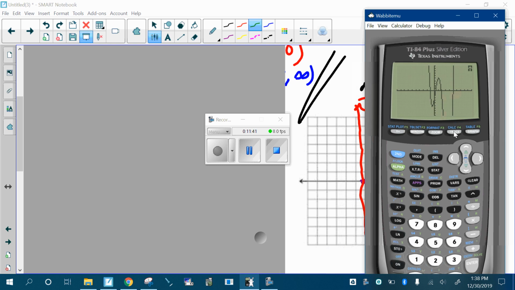I went second calculate. I went to zero. I wanted to go a little bit to the left of that x-intercept, so anywhere here would be fine. My cursor is right down here because the graph's down there, but I'm to the left of this x-intercept. You can see my cursor comes back up there and there it's to the right. So now I'm down here. I'm at 4.8. I'm to the left of it. I'm going to hit enter.